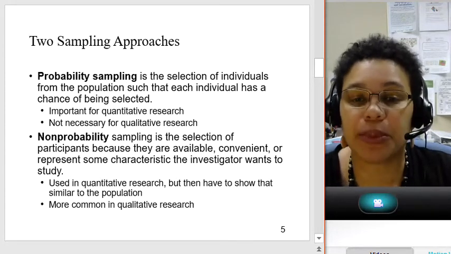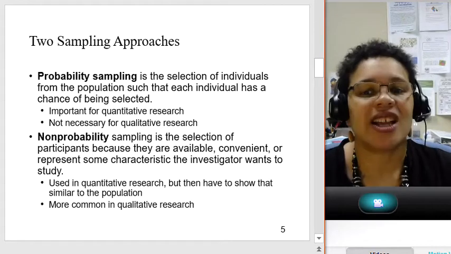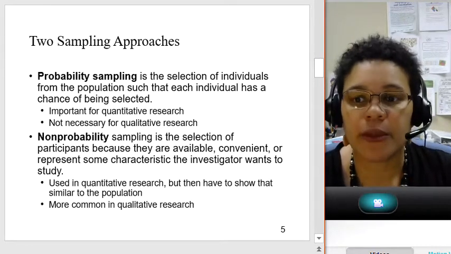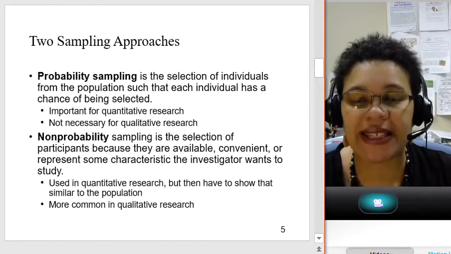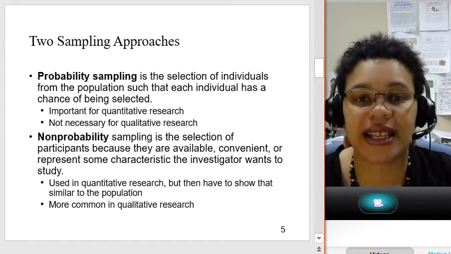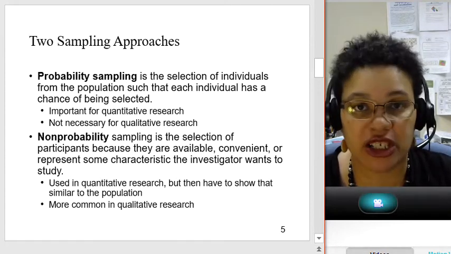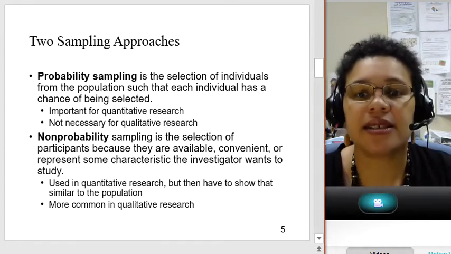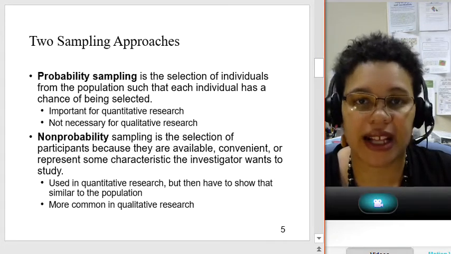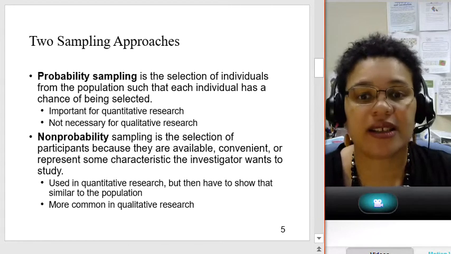Probability sampling is important for quantitative research. It's not necessary for qualitative research, but it's important for quantitative research because quantitative research is based on the idea that you want a sample that is representative of a larger population. And probability sampling allows you to make that claim, usually, not always.